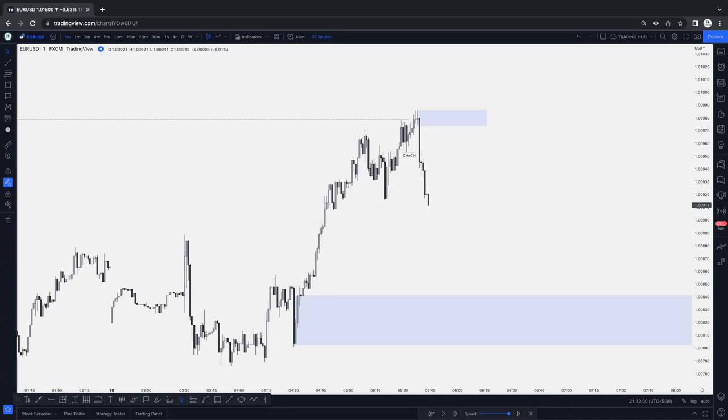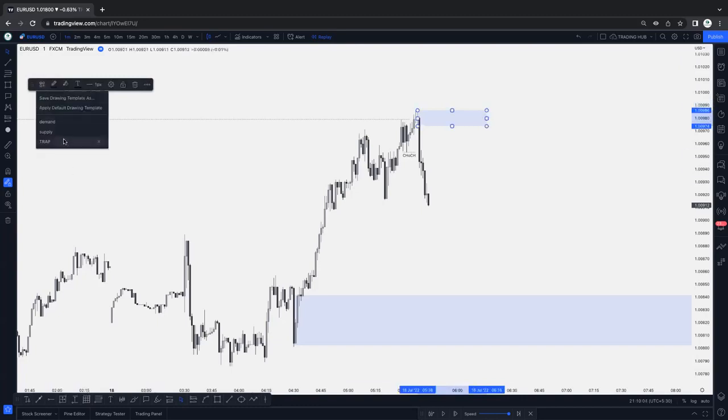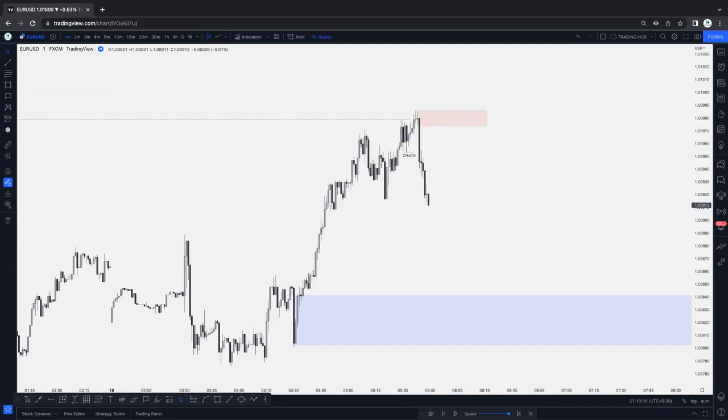Can anybody give an explanation in the chat section of why this sell is not valid? Liquidity. Okay, correct. Inducement. I think the inducement was not taken. Perfect.